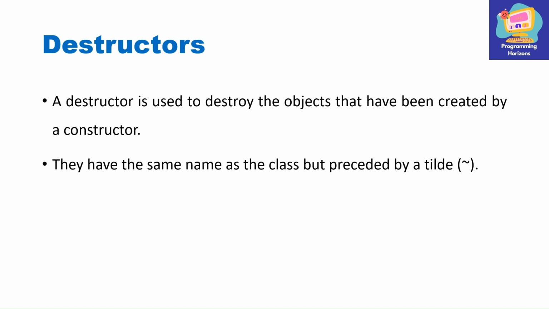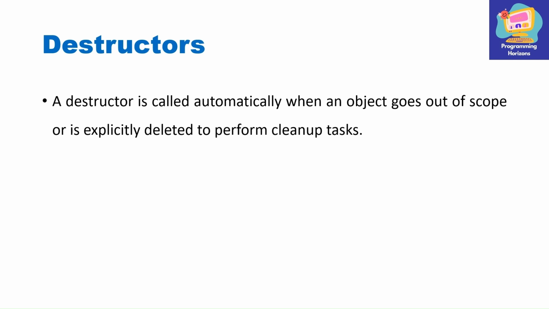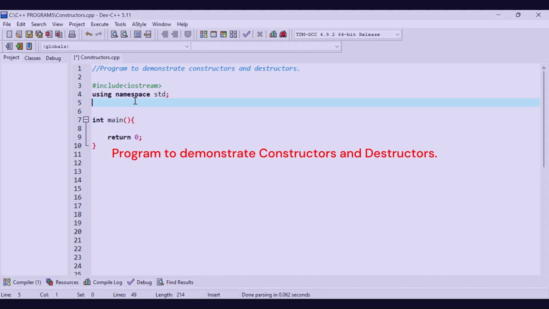Now that we have understood what are constructors, let us understand what is a destructor in a C++ program. A destructor is used to destroy the objects that have been created by a constructor. It is also a member function just like a constructor having the same name as the class, but its name is preceded by a tilde sign. A destructor is called automatically by the compiler when an object goes out of scope or is explicitly deleted to perform cleanup tasks. In this program, I am going to demonstrate the concept of constructors and destructors.